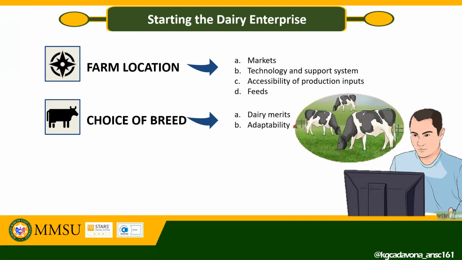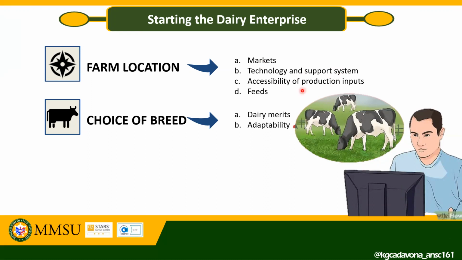What do I mean by this? By establishing it, you must be assured that you have a market or consumers that would later on buy your produce at a reasonable price. Then the second one is the technology and support system. So this is the availability of veterinary services or any support services that you need later on, especially if you are dependent on the services coming from, let's say, the municipal agriculture office or the city vet office. So the farm location needs to be accessible to these kinds of services.